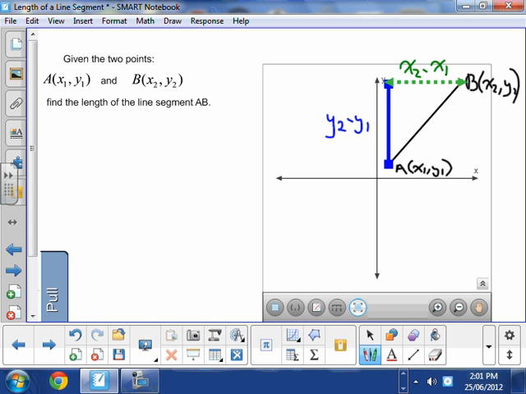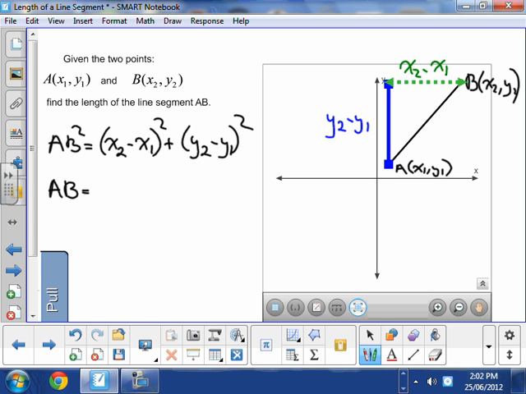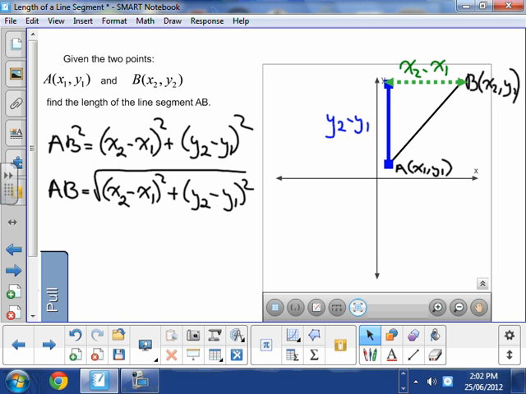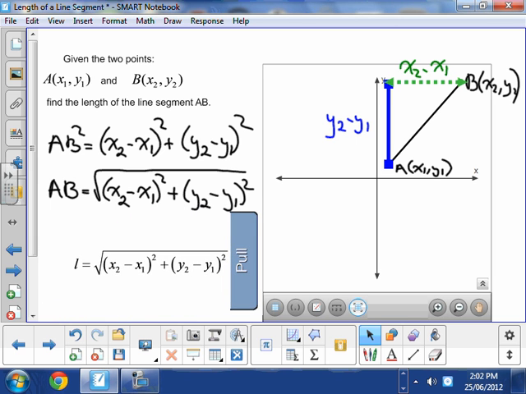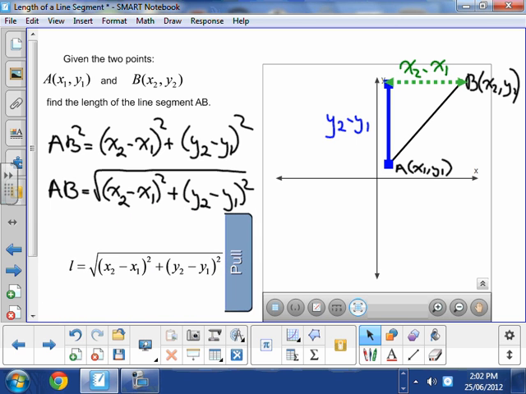Okay, so again, I have my Pythagorean. Let's apply it. That's right. So AB squared is equal to x2 minus x1 squared plus y2 minus y1 squared, right? Okay. So if we want to figure out the length, we need to square root both sides, and therefore the right side will be the square root of x2 minus x1 squared plus y2 minus y1 squared. And hence we discovered the length formula of a line segment between two given points A and B.